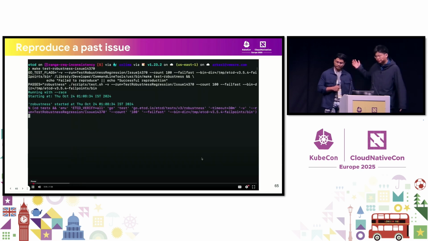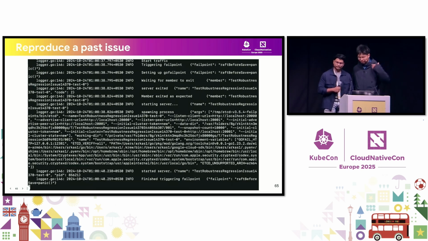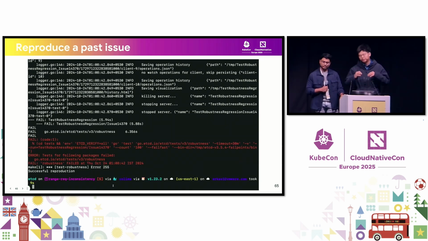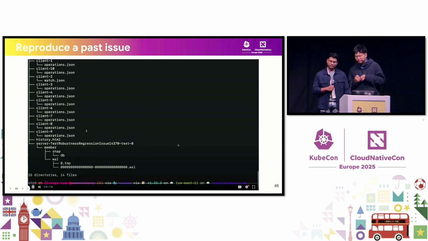This is basically demonstrating the issue that we have. As we mentioned, the revision travels back in time. Since all the test cases are written in the makefile, you can just run make and that issue number, and it can actually reproduce the bug. What we're looking at is what we have recorded on the client side, the operation and watch, and we also have the server side, the snapshot and the write-ahead log.